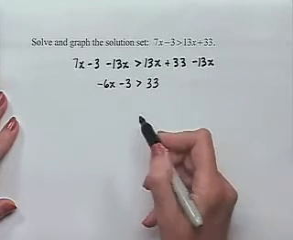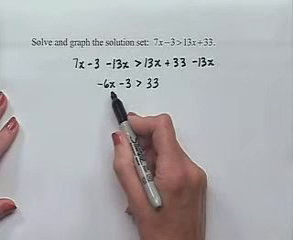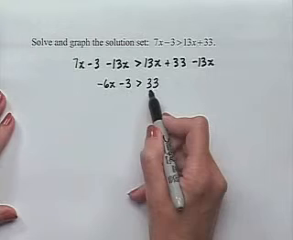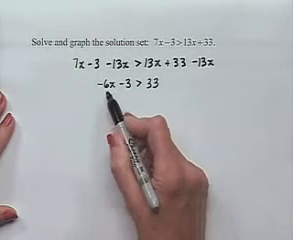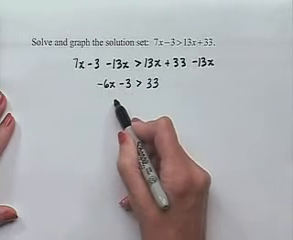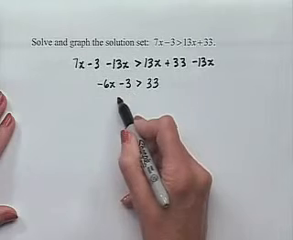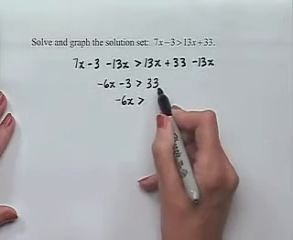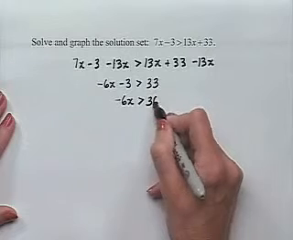In our next step, we can isolate our x term by adding 3 to both sides of the inequality. This time, instead of writing it down, we're going to do this mentally. If we add 3 to the left-hand side of the inequality, that eliminates the subtraction of 3, leaving us with negative 6x. If we add 3 to the right-hand side of the inequality, we end up with 36.